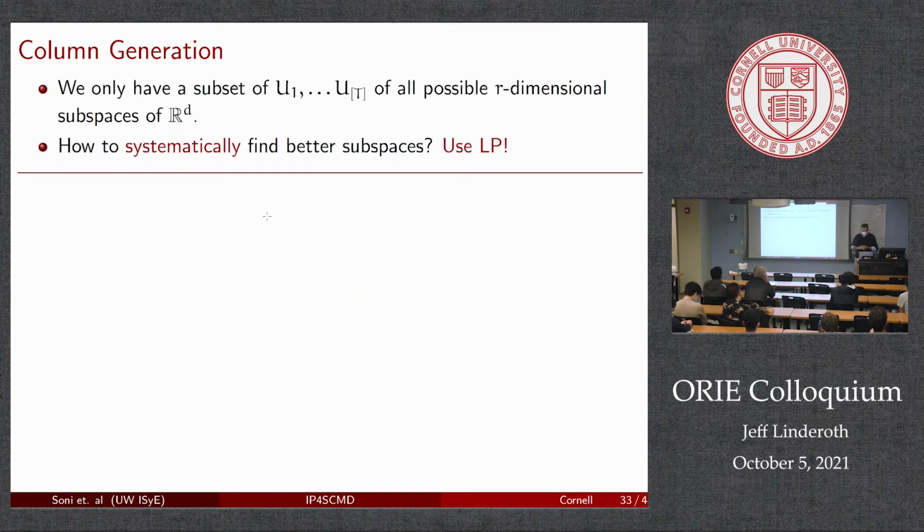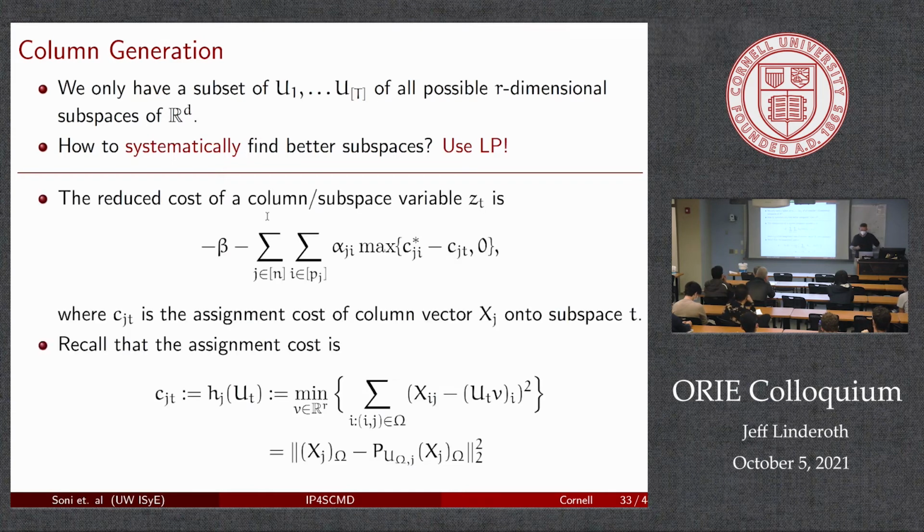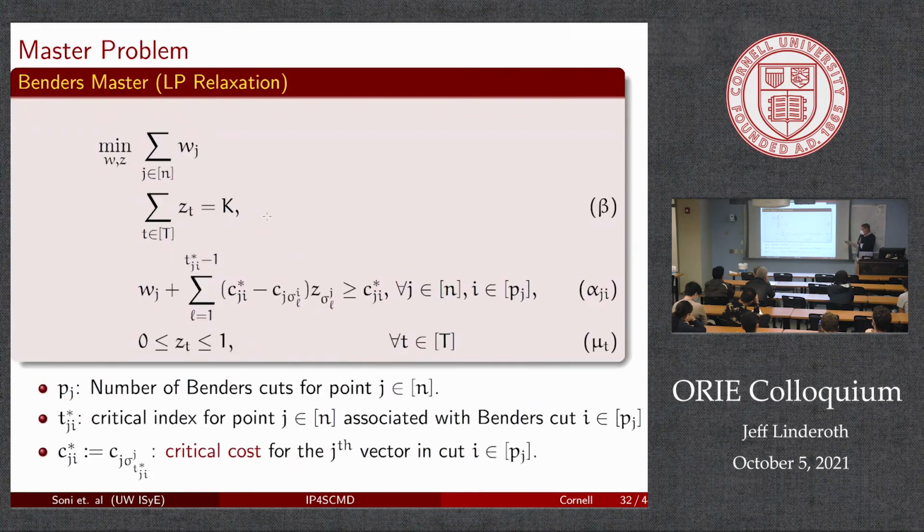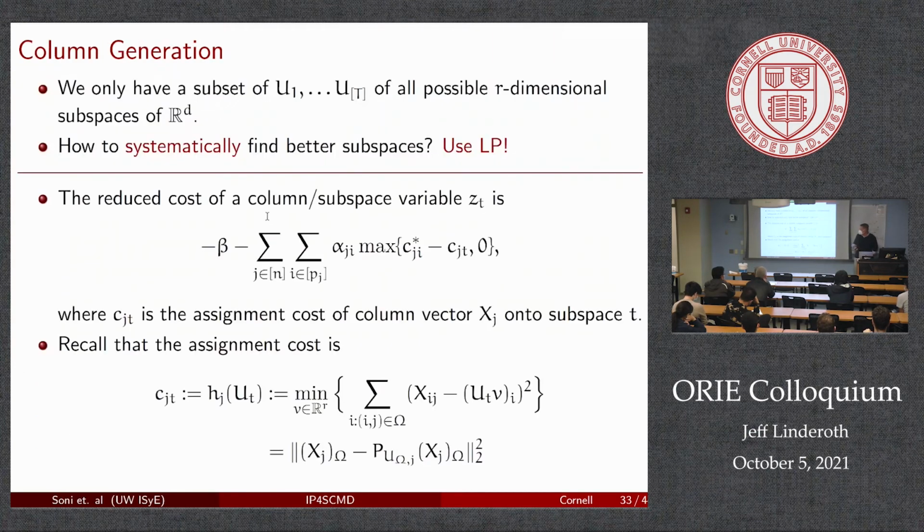So we're not going to consider all infinitely many of these possible r-dimensional subspaces of R^D, but we want to use the linear program to tell us whether this subspace, or this basis for this subspace, is improving. So how do we do that? Well, we use linear programming. Given the solution of this linear program, we take the dual variables. If there was some other column or subspace out there that would be better, it would have a negative reduced cost. So this thing would be negative, and then that subspace could be improving.